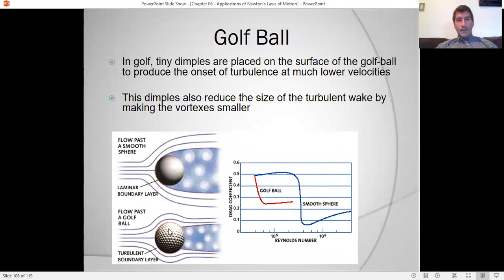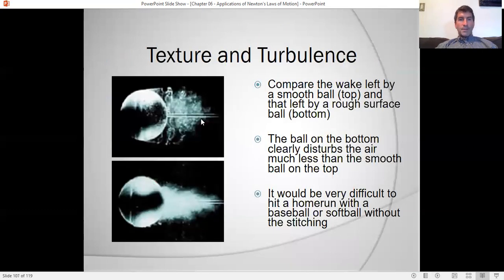And again, here we can see that a dimpled golf ball travels farther than a smooth golf ball. You can see again, here's a smooth surface versus a rough surface. You see, because of that separation, you don't get as large of a wake, okay? Less drag.